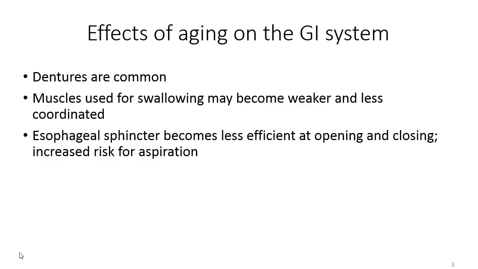Okay, we look at the effects of aging on the GI system. Many elderly have dentures or partial plates, which can affect how well they chew. It also sometimes affects how well they can taste. Sometimes, if the dentures are ill-fitting, it can cause a sore mouth, or like I say, an inability to chew the way they need to.